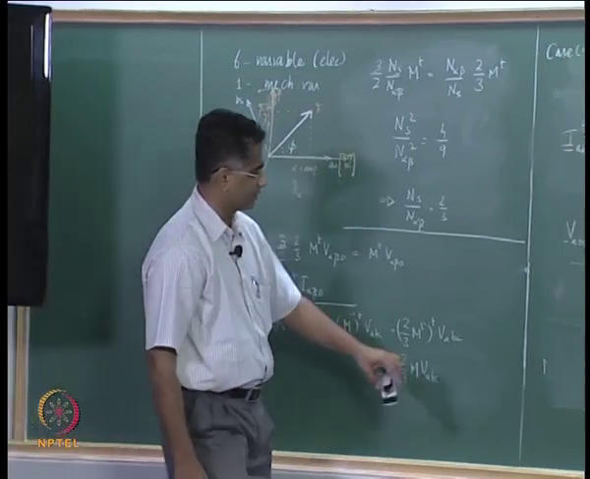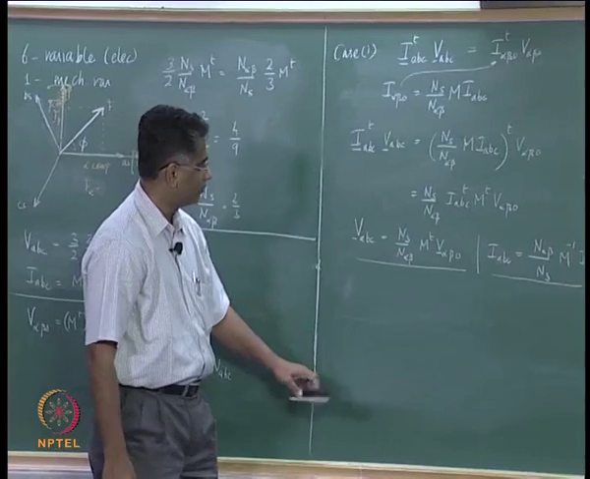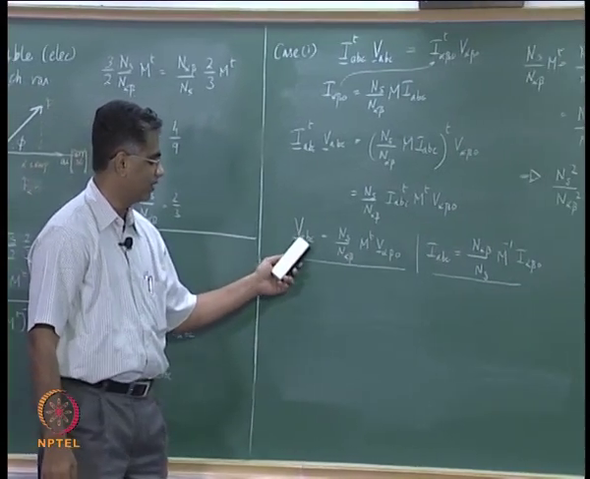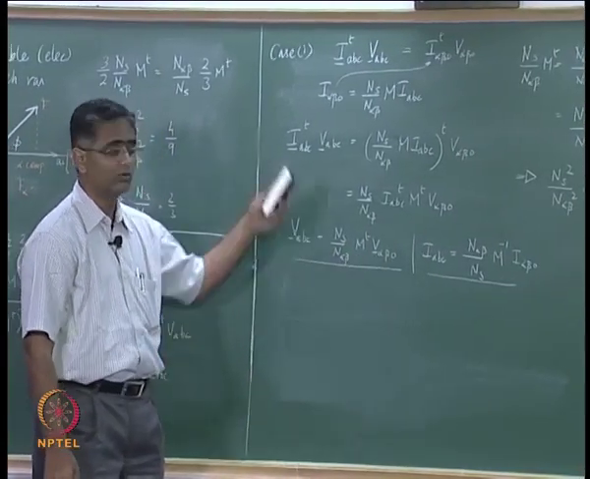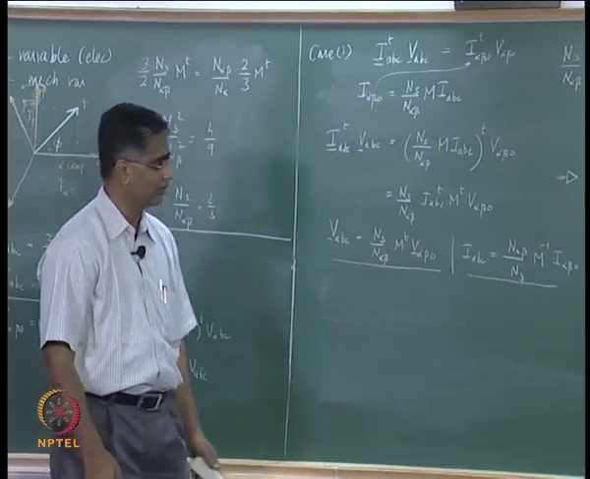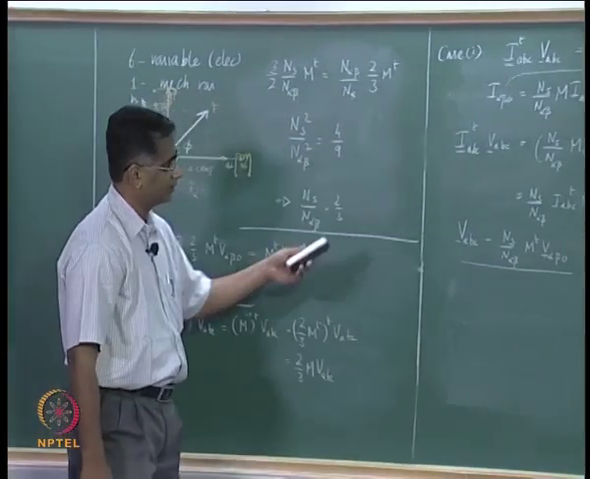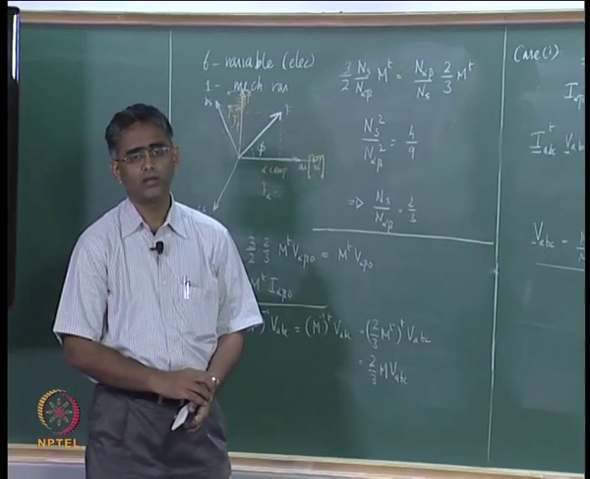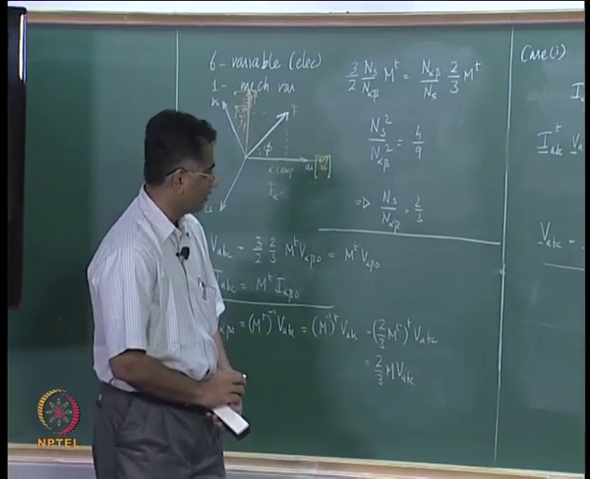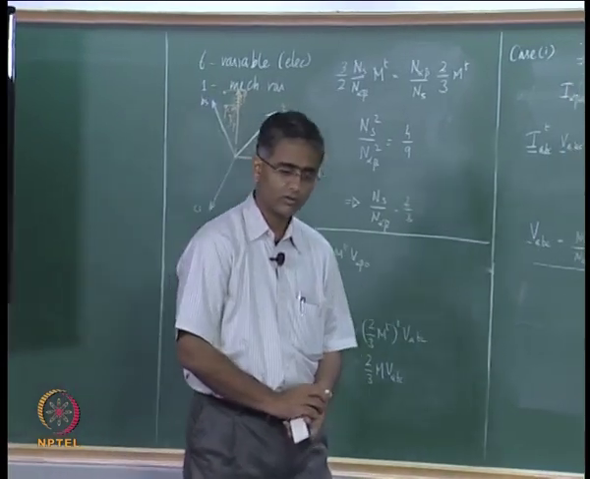So, in the next lecture we will see how the equations relating V ABC and V alpha beta 0 for the invariant case are going to simplify with the choice of ns and n alpha beta 0. We will stop here for this lecture.